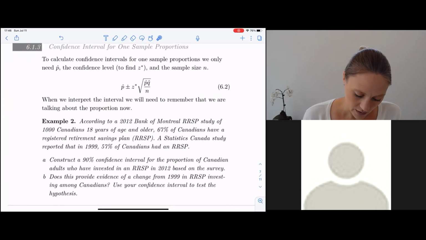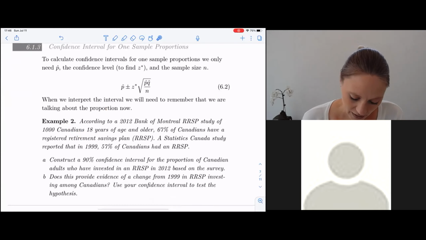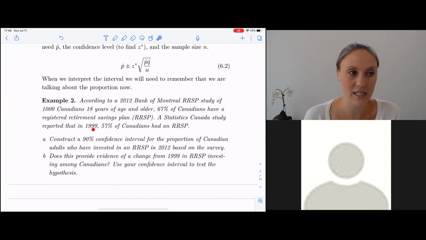Okay. So we'll dive right into an example here. According to a 2012 Bank of Montreal RSP study of 1,000 Canadians 18 years of age or older, 67% of Canadians have a registered retirement savings plan, an RSP. A Statistics Canada study reported that in 1999, 57% of Canadians had an RRSP.